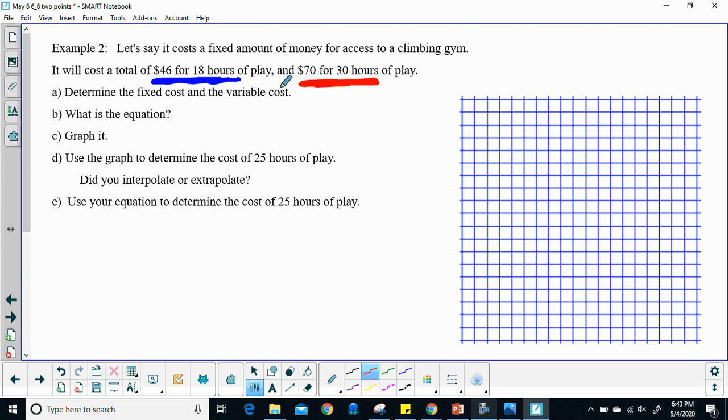To determine the fixed cost and variable cost, find the equation, graph it, and then we're going to use the graph and the equation to find a value. And we're going to see, let's just compare which one's easier to do. So to do this, let's set up our graph here.